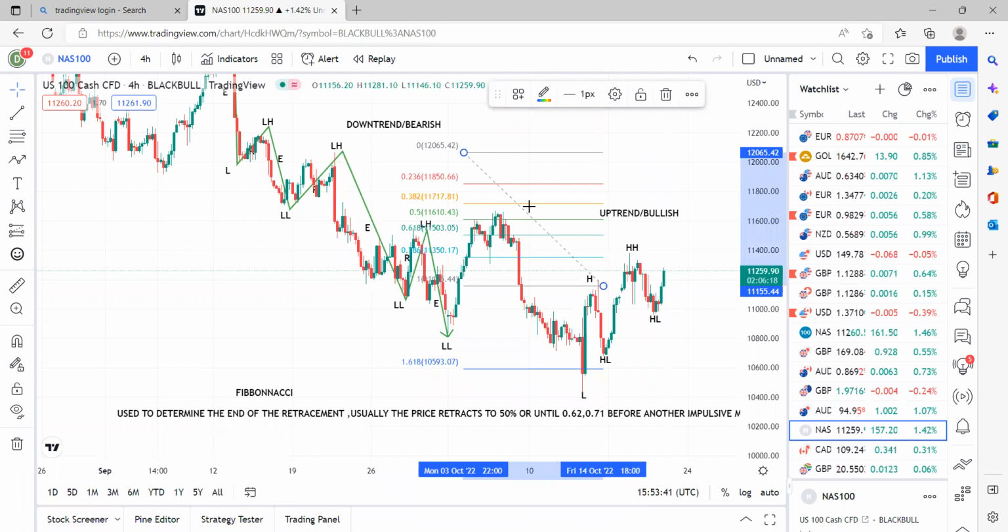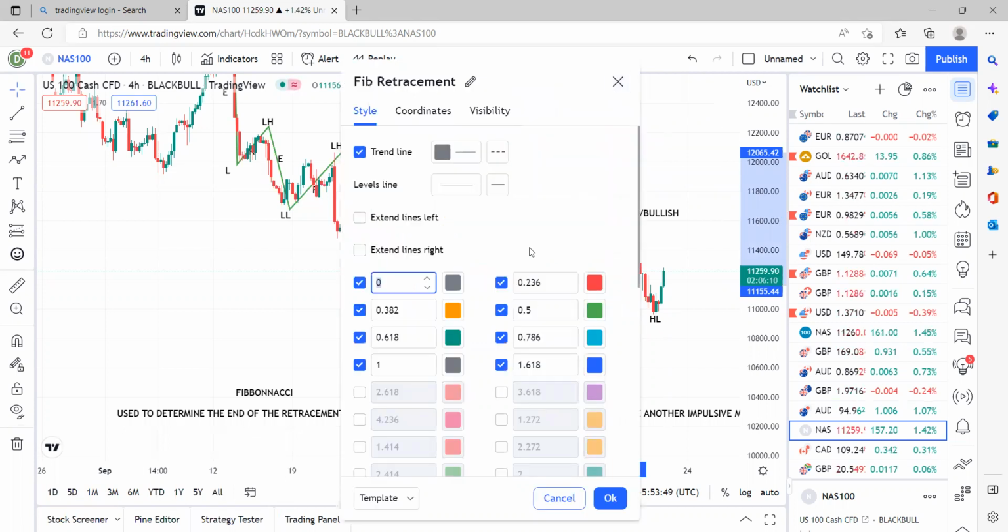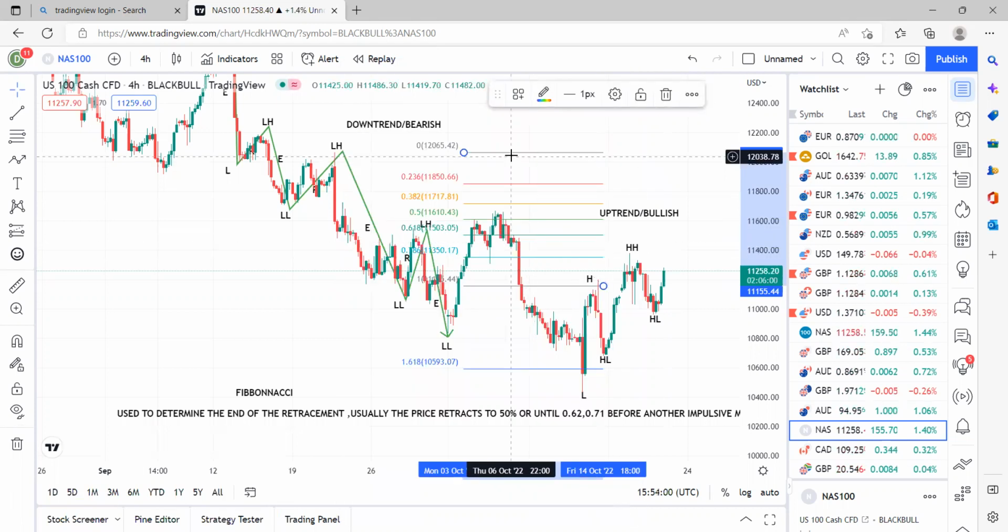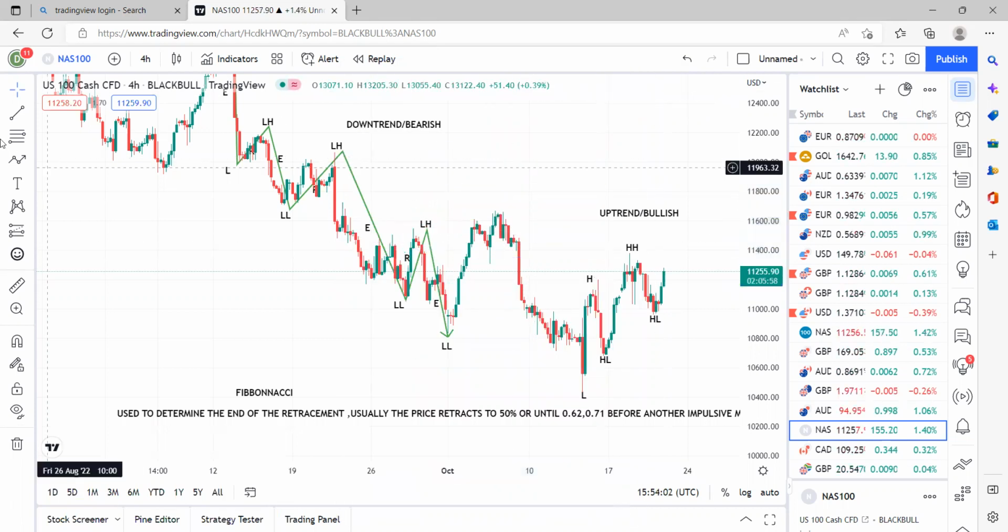You can remove that line also. Go to line settings. The trend line up there, is this one? Yeah, and take it. Then I say okay. Yeah, 100%. Okay, so now we use our fib.